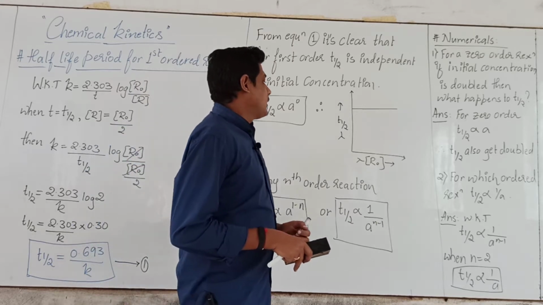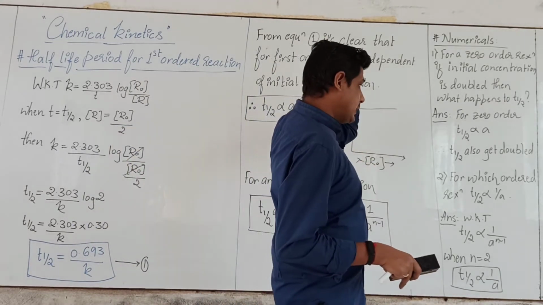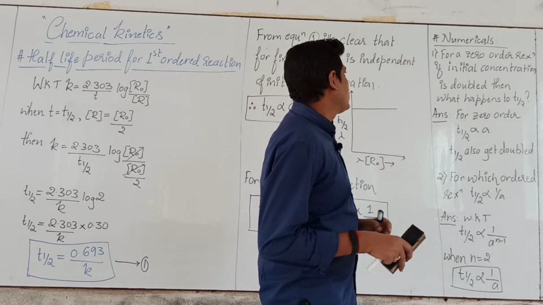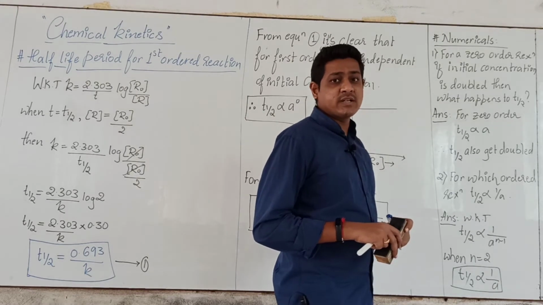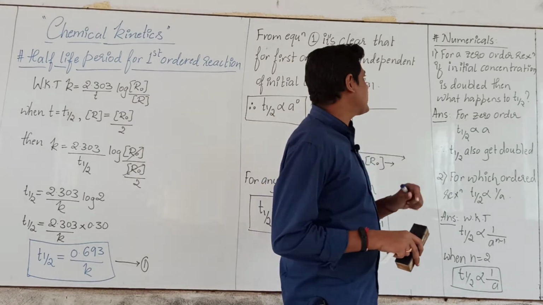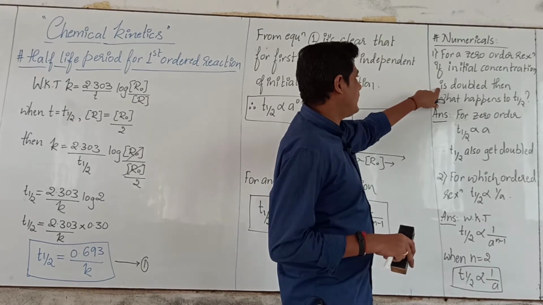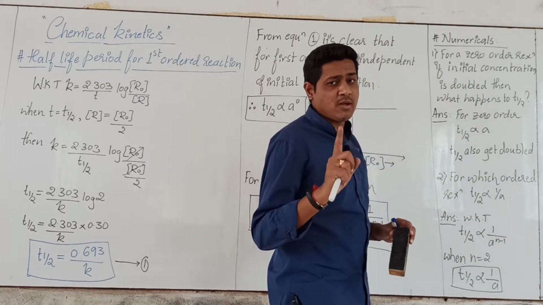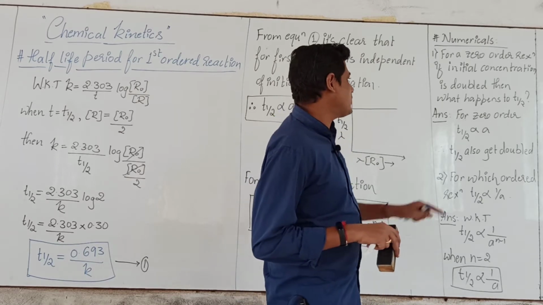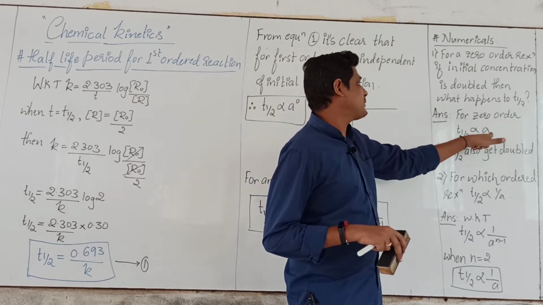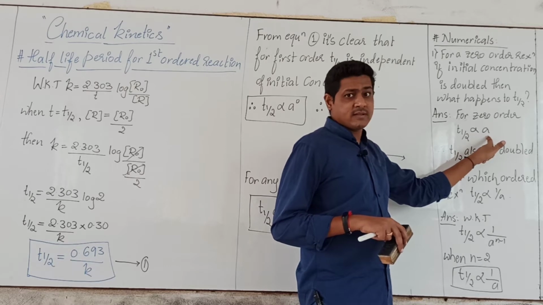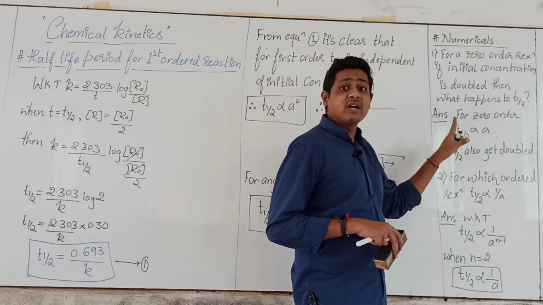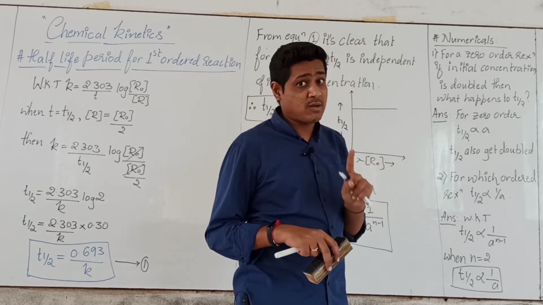Here I have written two numericals, like how the questions will be asked in competitive examinations. The first question says that for a zero ordered reaction, if the initial concentration is doubled, what happens to the half-life period? You have to remember that for a zero ordered reaction, half-life period is directly proportional to initial concentration. So when the initial concentration is doubled, the half-life also gets doubled. Remember this.